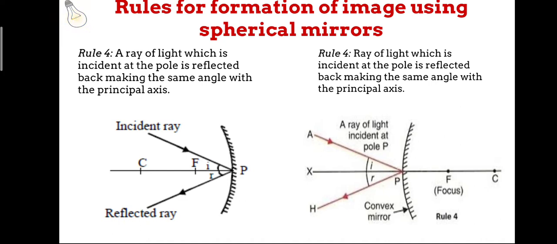Now we have seen that there are four rules that are to be used for the formation of image using spherical mirrors. We need to remember one thing, that we need to follow at least two rules so that we are able to get the position of the image formed. Let us see how the images are formed when objects are placed at different positions from the mirror.